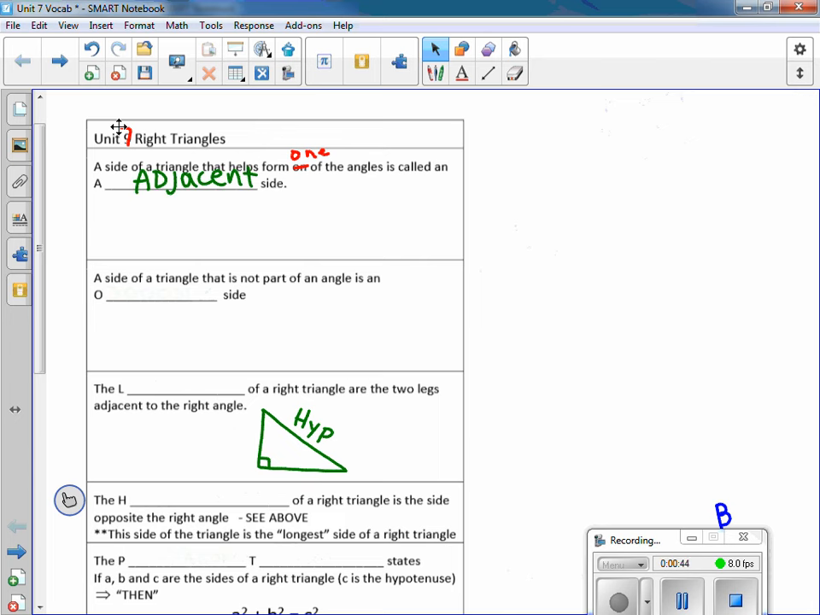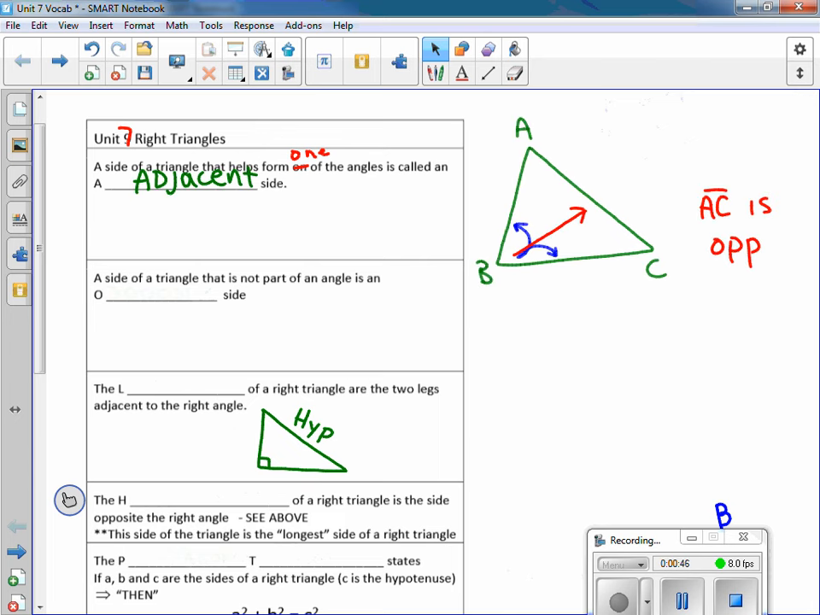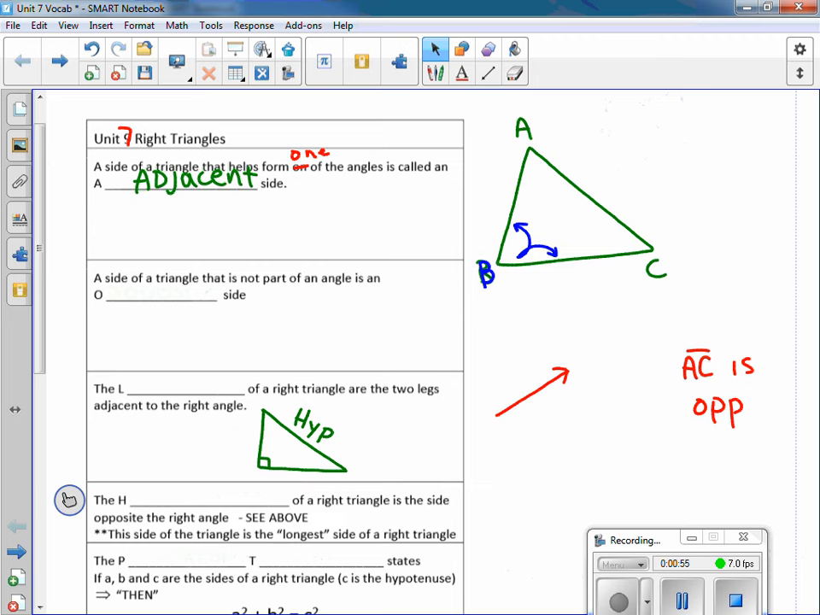Okay, so let's take a look at that real quick. Let's take a look at this shape over here. First of all, let's just pull this out of the way for a second. So if you take a look at B, and we could do this with any angle. If we're looking at B, B is made up of these two sides that the blue arrows are pointing to. Those are the adjacent sides. They help make up the angle, okay?